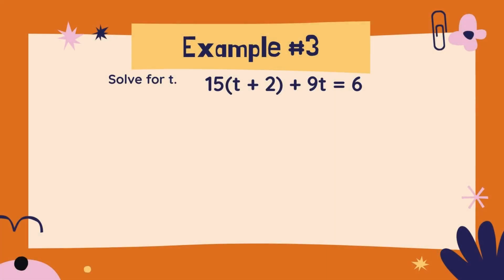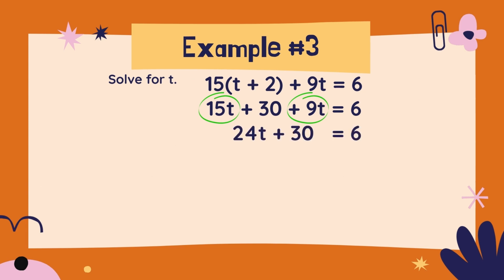Example number 3, 15 times the quantity of t plus 2 plus 9t equals 6. Here we have the distributive property that we need to apply. So 15 times t and 15 times 2. That gives us 15t plus 30 plus 9t equals 6. We're still not completely simplified on the left side, so let's find the like terms, 15t and 9t. Both are positive, so when we add them together, we add 15 plus 9, giving us 24t. Plus 30 equals 6. Now we have a two-step problem in front of us.